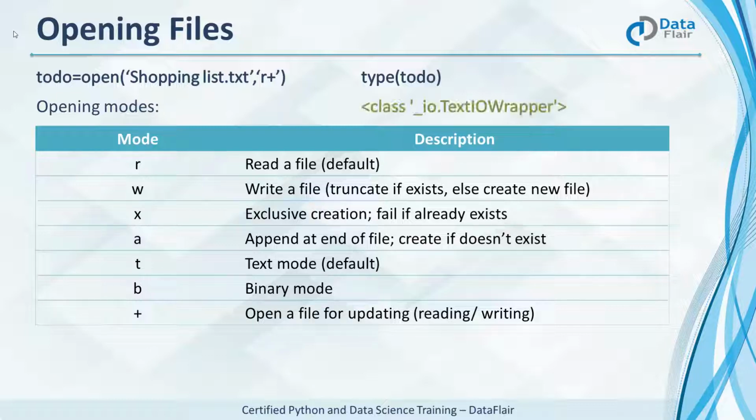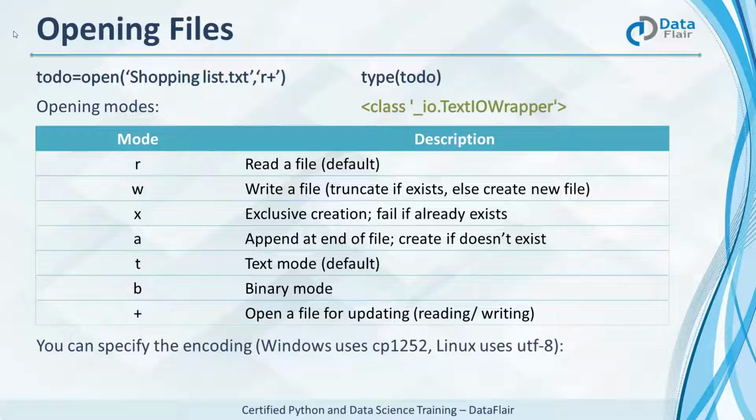Todo is a text I/O wrapper. Along with the mode of opening, we can also suggest the encoding to use. By default, Windows uses the CP1252 encoding and Linux uses UTF-8. Here we open todo.txt in reading mode with the UTF-8 encoding and call it todo.